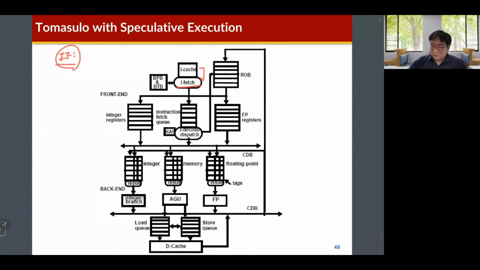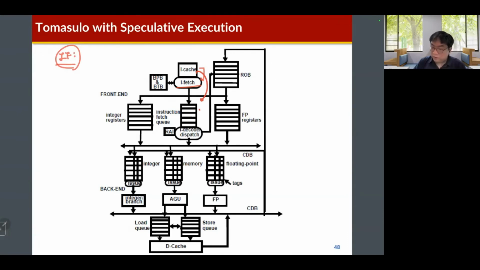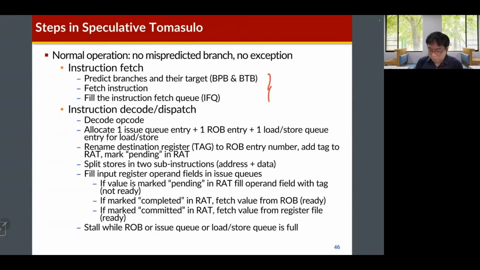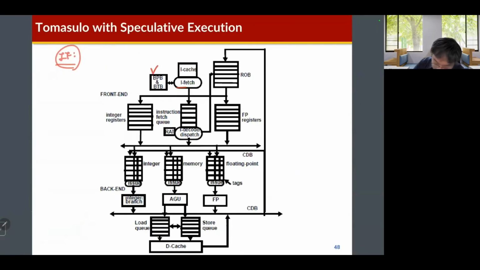Also, the branch target is stored in the branch target buffer. And then based on the result of the branch prediction and the target of the branch instruction, instructions are fetched and included in the instruction fetch queue. Okay, so this part explains this operation. Then how about the dispatch? In the instruction fetch stage, the only difference from the Tomasulo algorithm is the BPB and BTB. Which means that with the help of the BPB and BTB, we can fetch more instructions past a conditional branch instruction, right? Okay, the instructions are included in the instruction fetch queue, IFQ. It's the same as the Tomasulo algorithm.